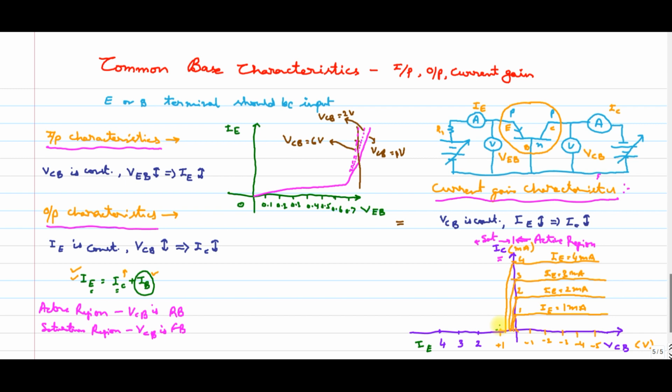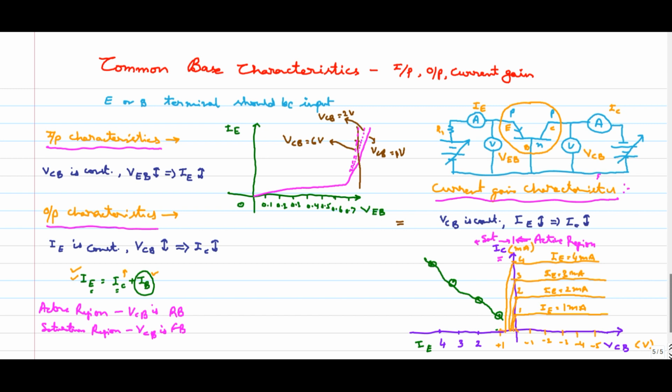IE and IC are almost the same. If IE is 1, IC should also be 1, so the point will come here. Similarly, if IE is 2, IC is also 2, so the point should come here. If IE is 3, IC should equal 3, and if IE is 4, IC should equal 4. If you join these points, you will get the characteristics. It's actually a straight line. If it is not looking like that, I am extremely sorry, but it should be a straight line like this.